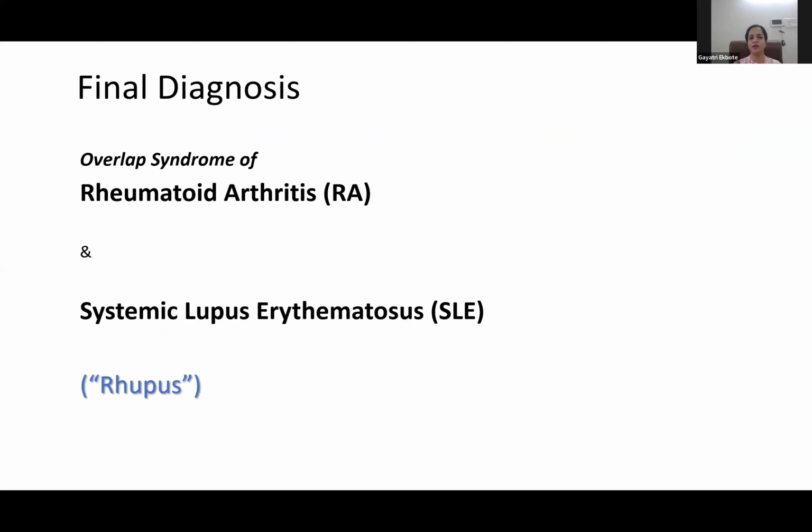So this is definitely an overlap syndrome of RA and SLE, which is fondly known as rhupus. Not fondly for the patient, but probably for us for academic purposes. So the patient had rhupus, which is an overlap connective tissue disease.